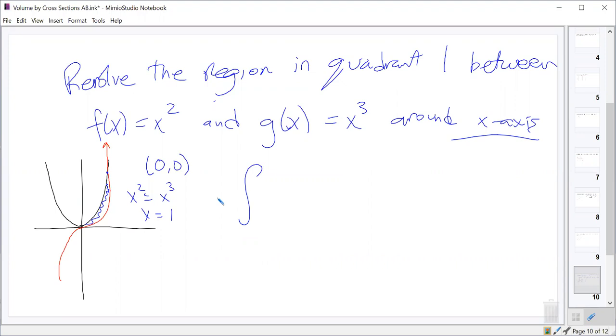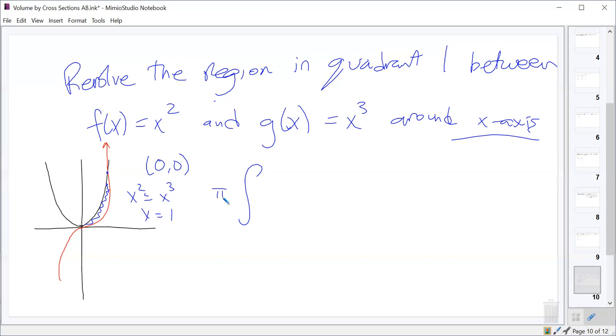And we're going to do pi, and we're going to do the outer radius. So which one is the outer radius? The upper function, right? Which one is the upper function? Did I draw that correctly, or did I draw that wrong? I did draw it correctly. Why is x squared above x cubed? That doesn't make sense.